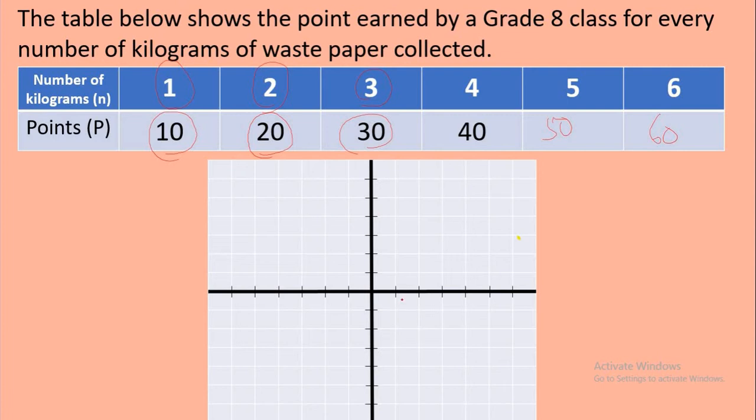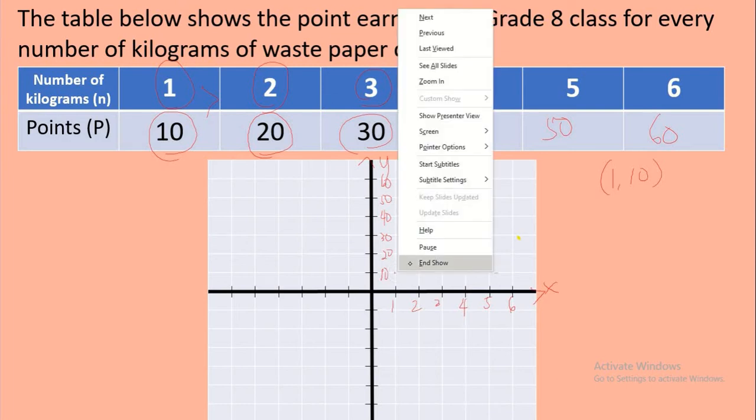Ngayon, kung ating igagraph, so this is our 1, 2, 3, 4, 5, 6. And this is our x-axis. Okay, and this is our y. So, meron tayo ditong 10, 20, 30, 40, 50, 60. So, our first ordered pair is (1, 10). Okay, so ito siya. So, ipa-plot natin siya dito.